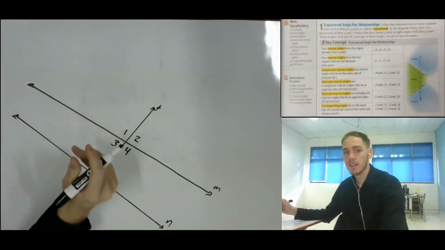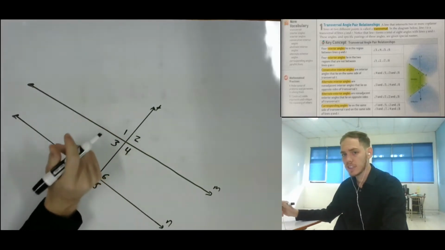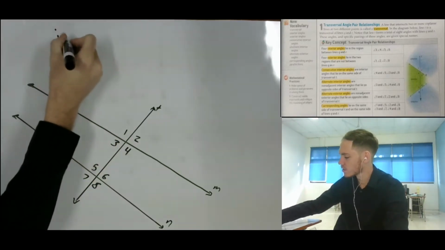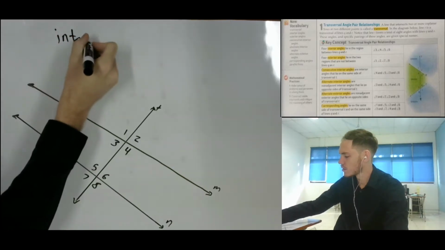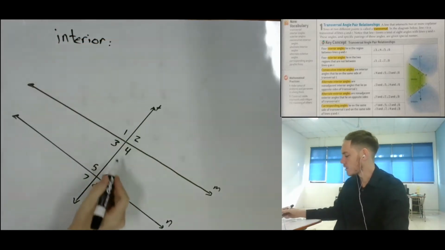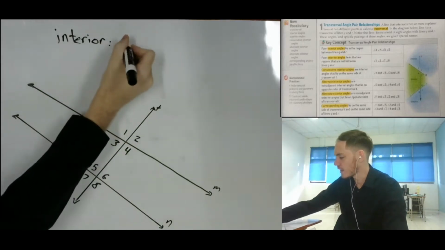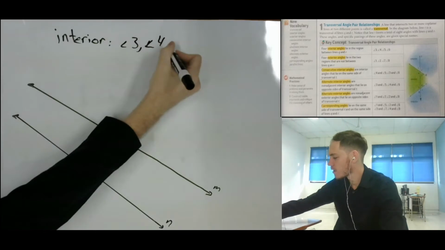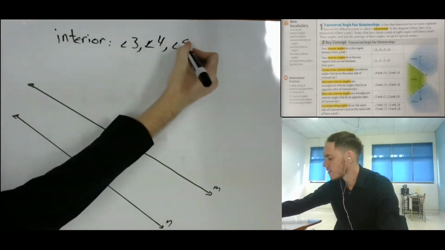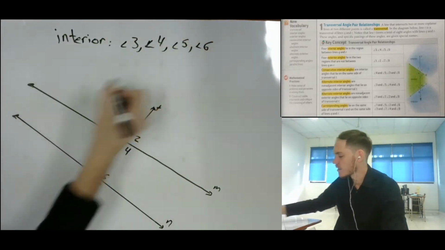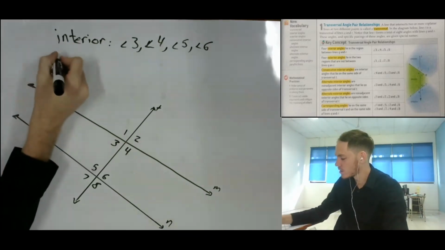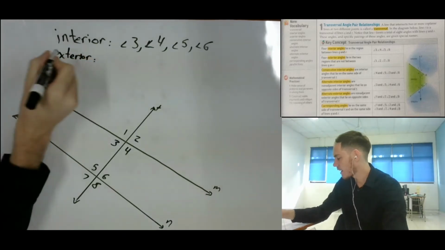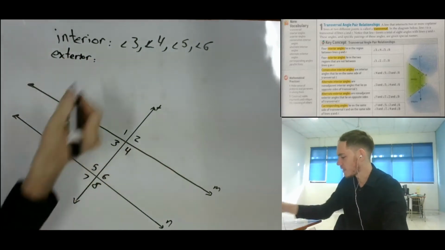Now, interior angles. Where are interior angles? Interior angles are going to be 3, 4, 5, 6. Angle 3, angle 4, angle 5, and angle 6. What about exterior? Our exterior is going to be the outside: 1, 2, 7, 8.